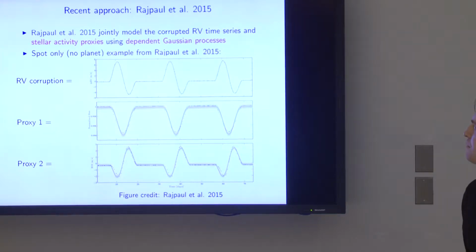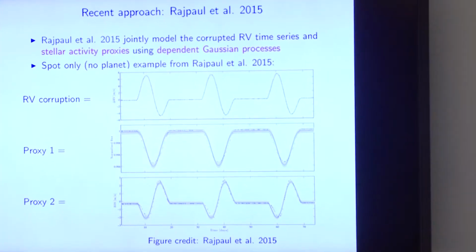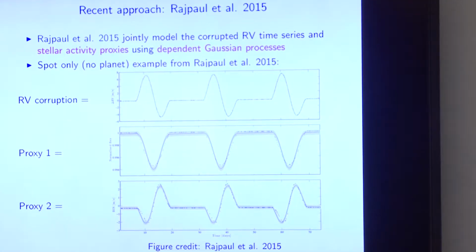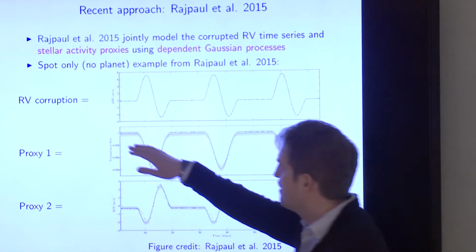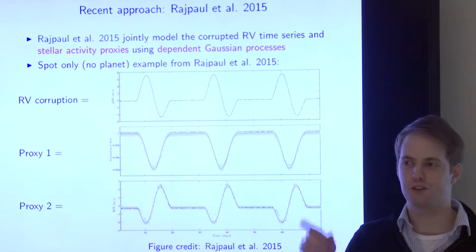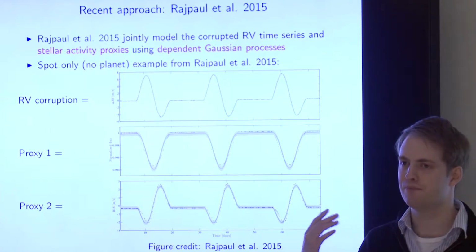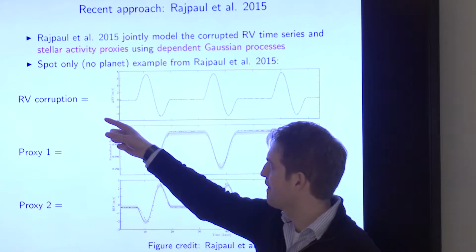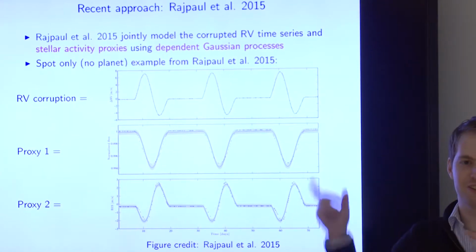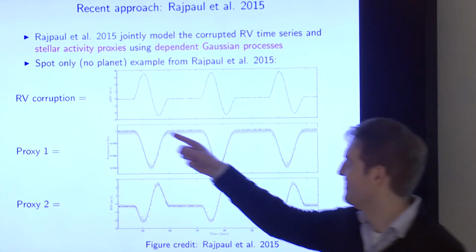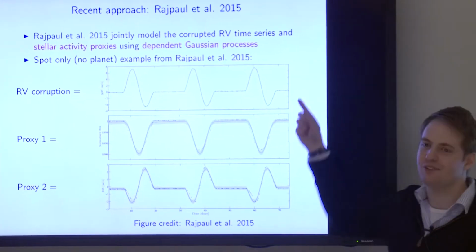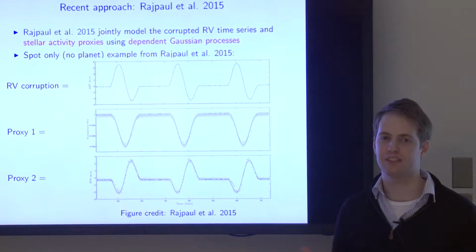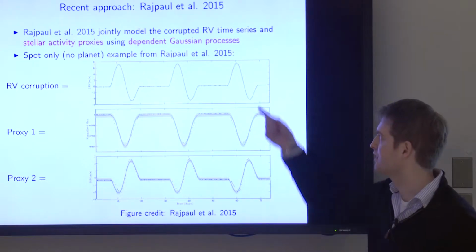So there's this recent approach by Rajpal et al., 2015. There's no planet here at the moment, okay? There's just a spot on the star. And this is simple simulated data, but it's fairly realistic in some sense. If there was a single spot on the star, it would look like this. That's what I mean by realistic. So this is the apparent radial velocity, the apparent movement of the star due to the spot. The star's not really moving, it's just rotating. But it appears to be moving.